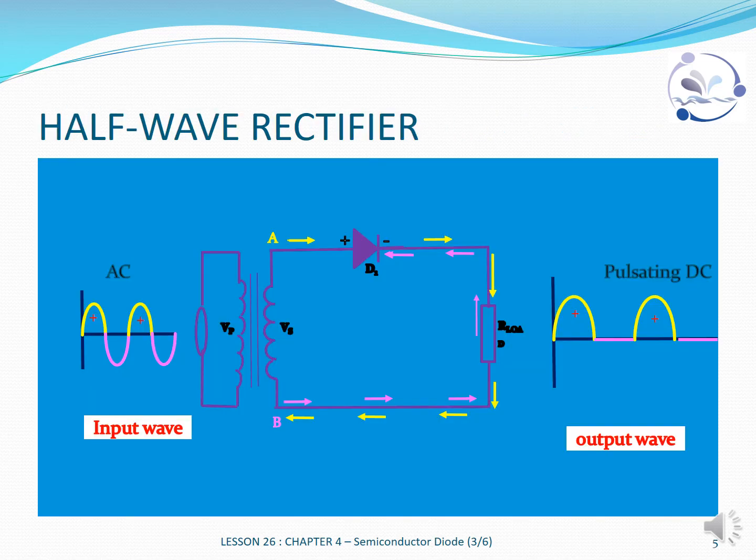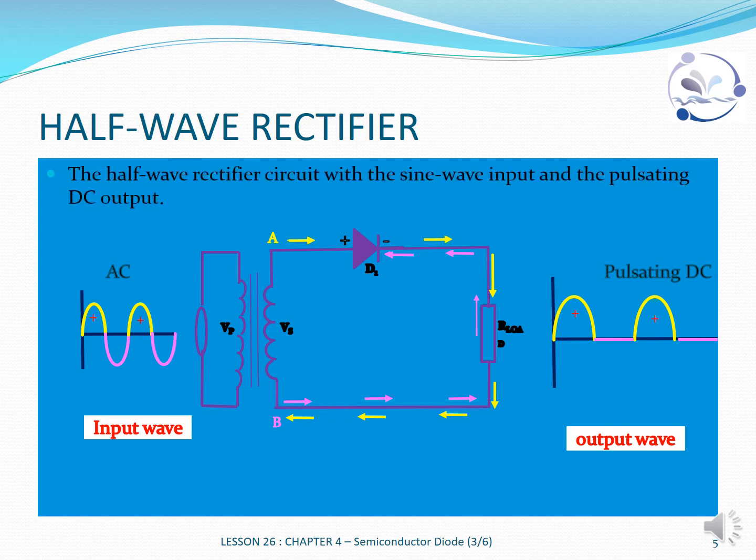Half-wave rectifier. The half-wave rectifier circuit with the sine wave input and the pulsating DC. So this is the AC input, and this is our pulsating DC output.